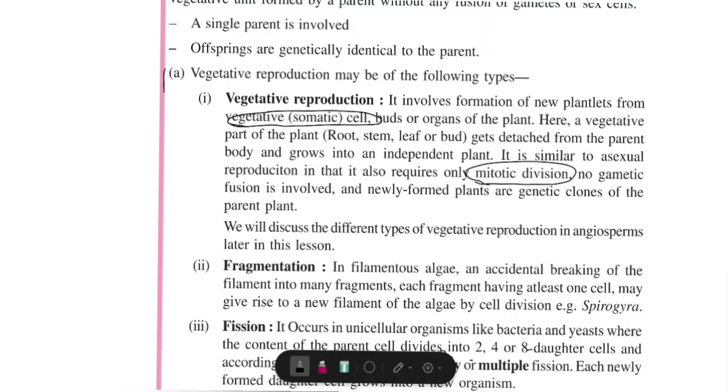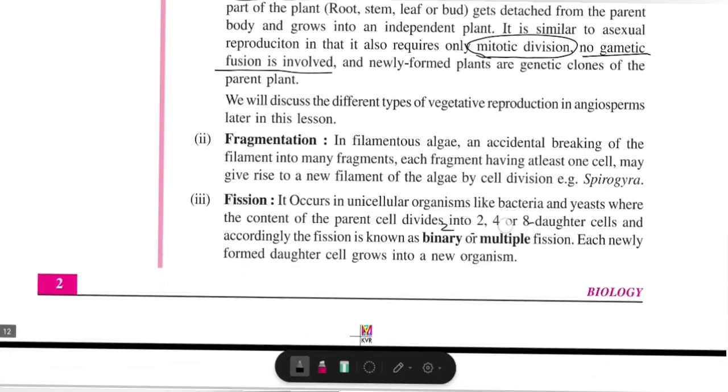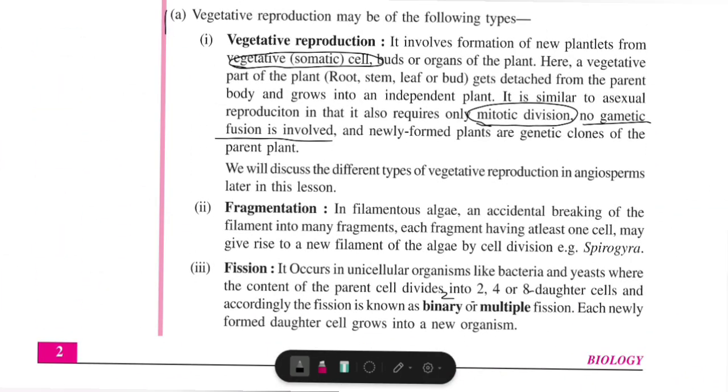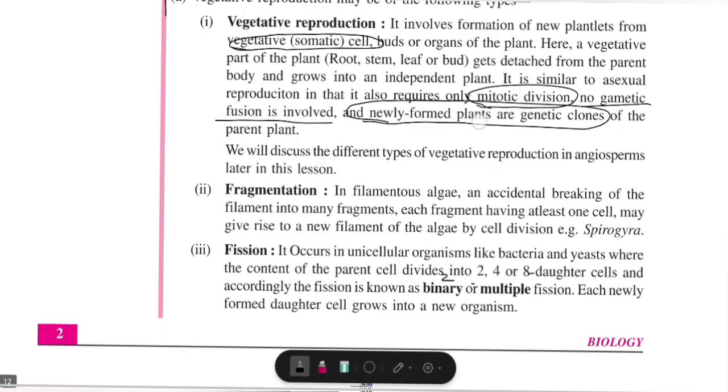What do you mean by mitotic division? Only the non-sex cells will divide, not the sex cells. And no gamete fusion is involved. Obviously, have we seen any gamete fusion here? What is a gamete? Sex cells. Did any fusion occur? No, right? Only a single parent was there, and the newly formed plants are genetic clones of the parent plant. Obviously, they are exactly the same.